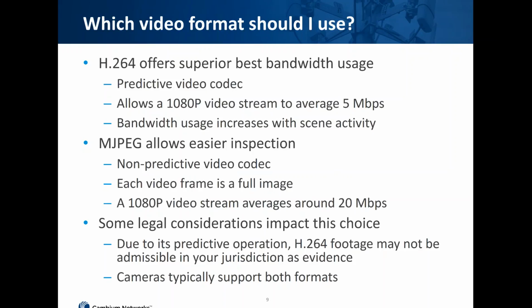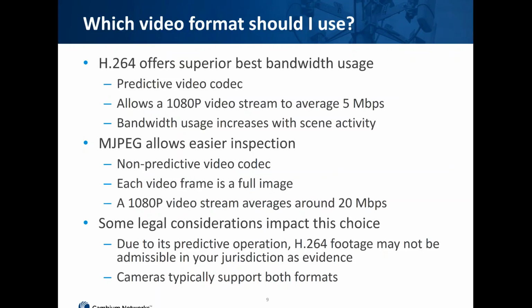So my sizing of a 60 megabit per second average, 100 megabit per second peak system for 12 cameras at 1080p really comes from an average of 5 megabits per second, assuming the use of H.264 for those cameras.